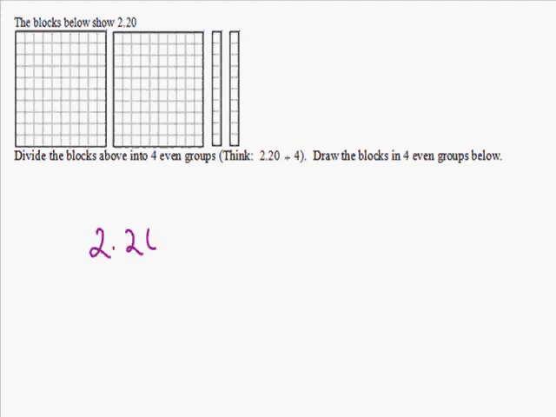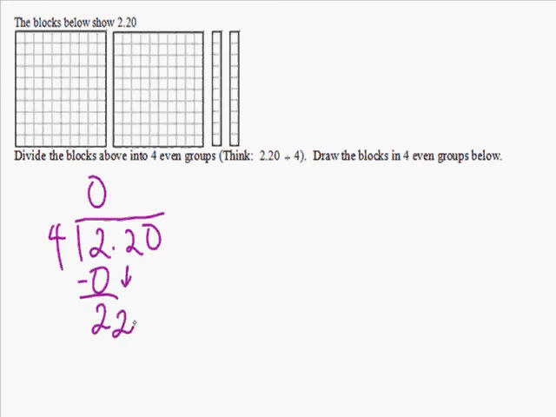Let's set it up. 2 and 20 hundredths goes inside the house, because that is the dividend. Let's write 4 on the outside, because that is our divisor. So let's go ahead and start. How many times does 4 go into 2? Well, it can't. That's 0. 0 times 4 is 0. 2 take away 0 is 2.